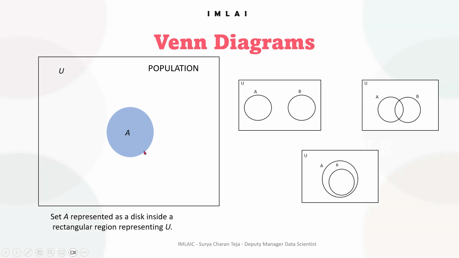So here, if you take this example, set A is represented as a disk inside a rectangle region representing U. Okay, that's what a Venn diagram of a single set looks like. A Venn diagram with multiple sets is here. This is your universe, and you have the multiple sets inside that. So let's understand population now.